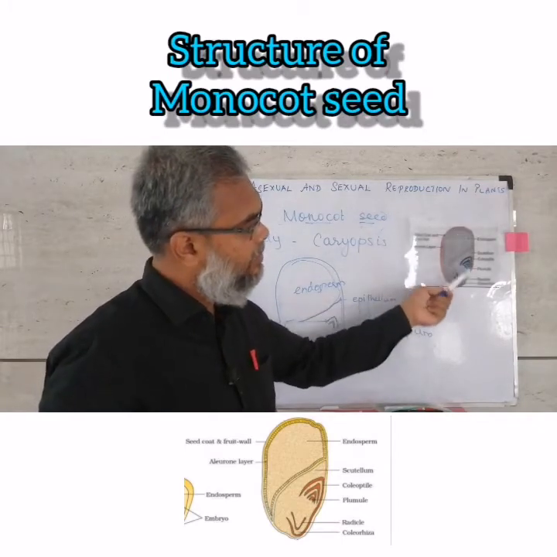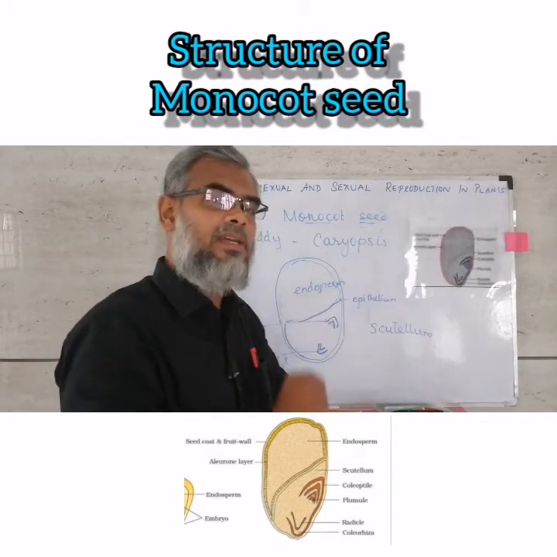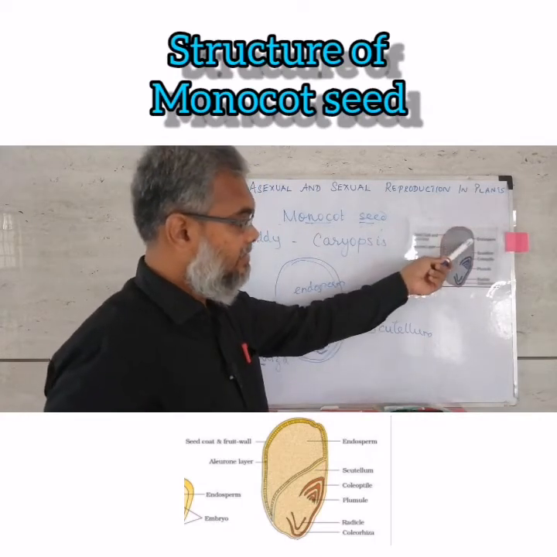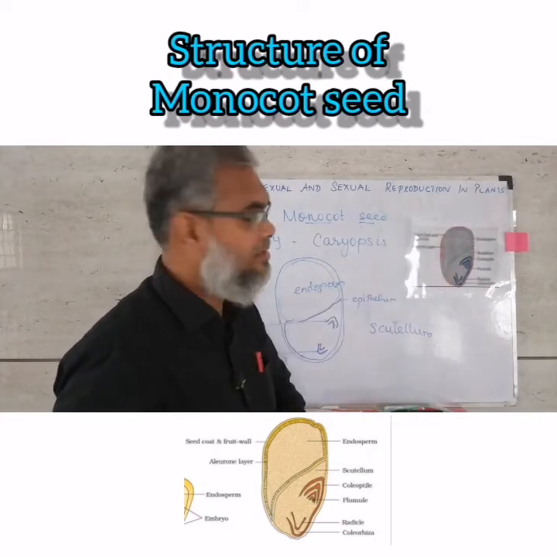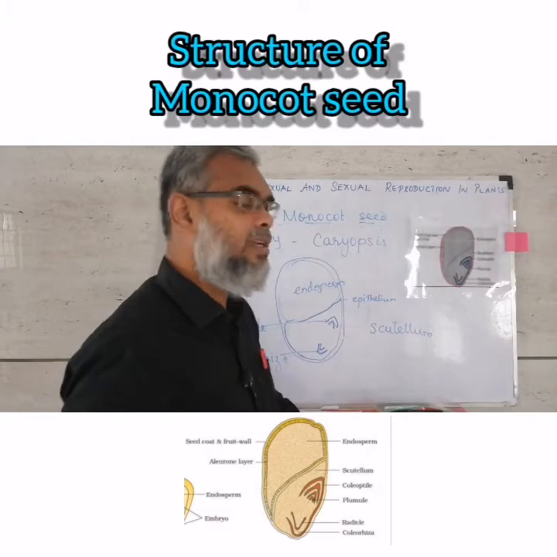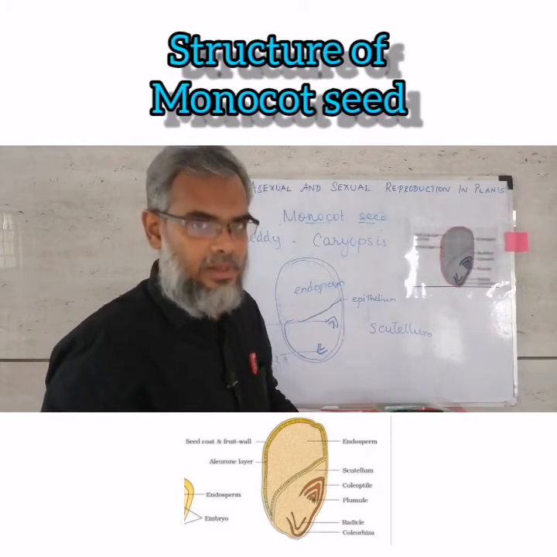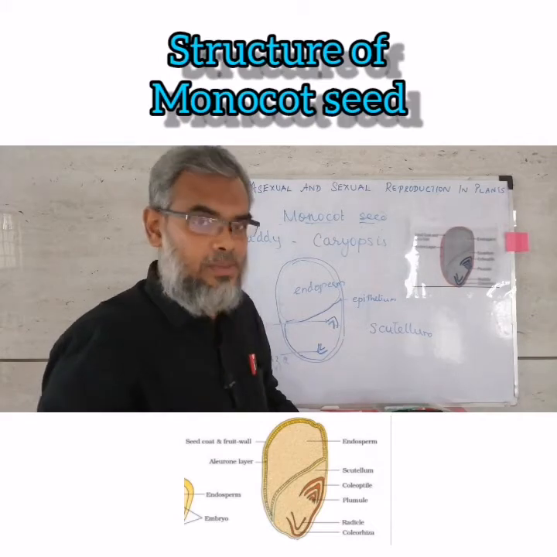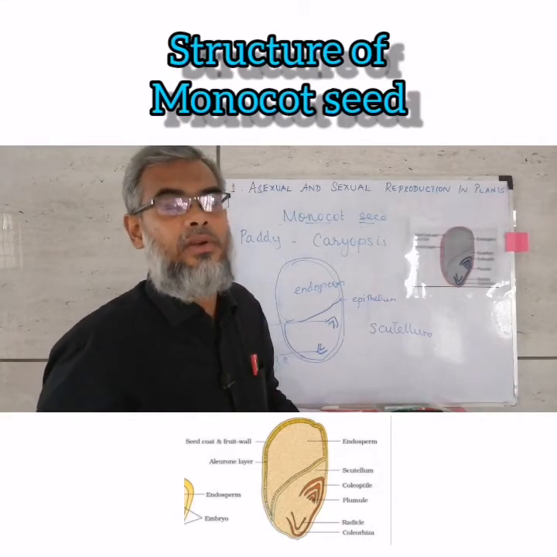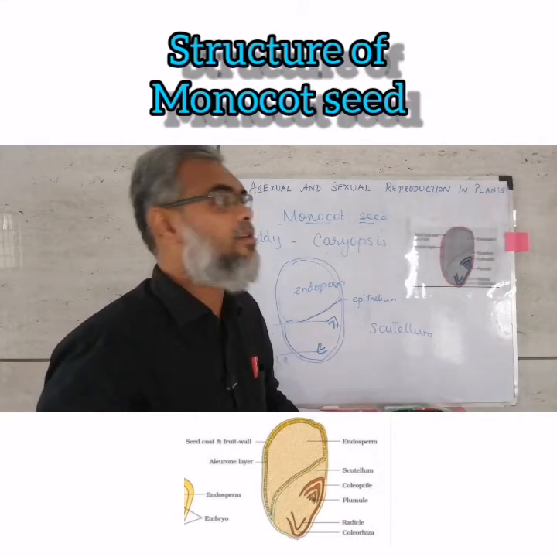And this endosperm and scutellum are separated by a distinct layer of epithelium. In this embryo we have the plumule and radicle, which develop into the shoot system and root system. But this plumule and radicle are protected by coverings called coleoptile and coleorhiza. See, coleoptile and coleorhiza. This is the structure of the monocot seed.